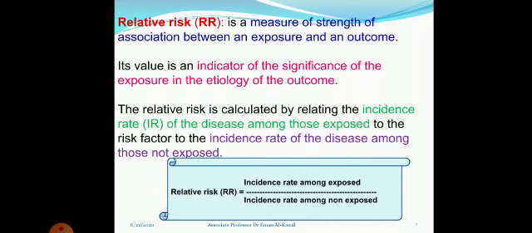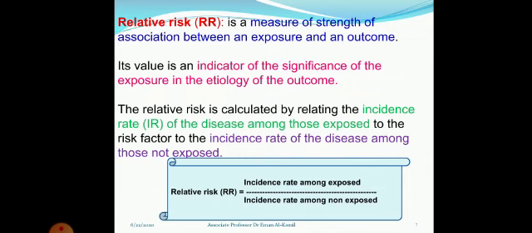It is calculated by relating the incidence rate among individuals who are exposed to the risk factor, divided by the incidence rate among the non-exposed. So the relative risk is a ratio. It is a ratio between two factors. So it is not a rate, but it is a ratio.